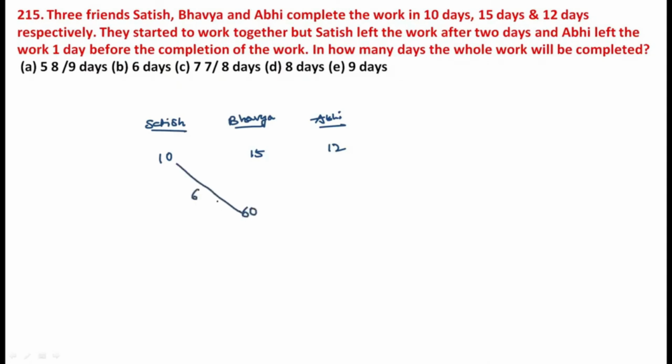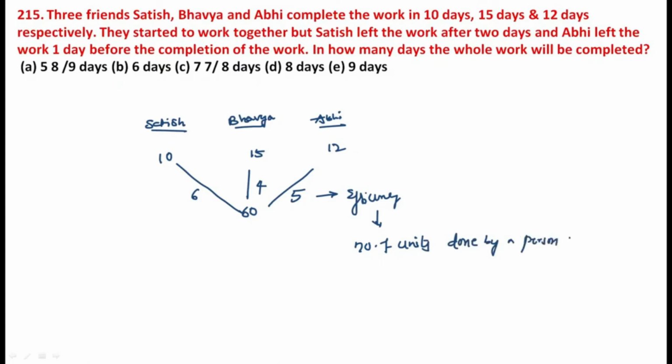Satish does 6 units per day, that is exactly his efficiency. Bhavya's efficiency is 4 units. Abhi's efficiency is 5 units. 12 times 5 is 60, 15 times 4 is 60, 10 times 6 is 60. If you want the ratio, guys, the ratio is 6 is to 4 is to 5. Now, remember, efficiency means the number of units done by a person in one day.